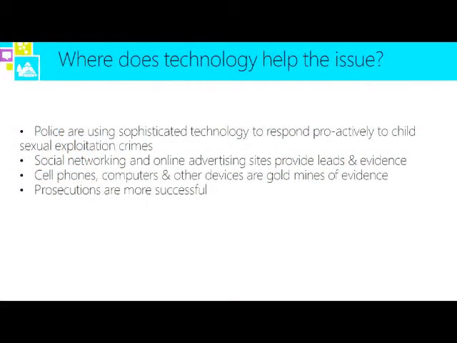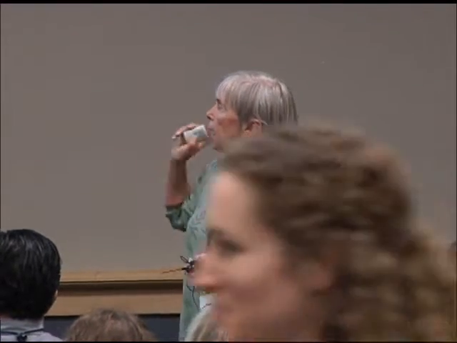Dana asked, how does technology help the issue? Well, what we see in our research is that police are using sophisticated technology in a lot of ways to respond proactively to sexual exploitation crimes. In other words, they're not sitting around anymore waiting for crimes to be reported. They have ways to go out and look, and they're using sophisticated tools to do that. Technology is a gold mine of evidence, and one of the things that we have found is that when you look at cases of child sexual abuse as they make their way through the criminal justice system, whether or not there is electronic evidence makes a huge difference in successful prosecution. Cases with technological evidence have much higher rates of success.